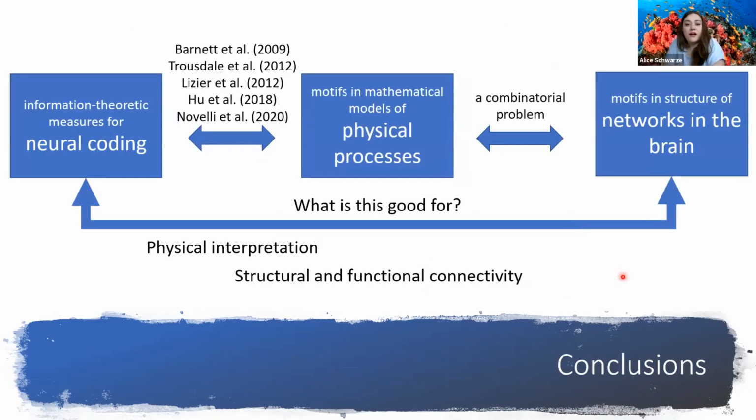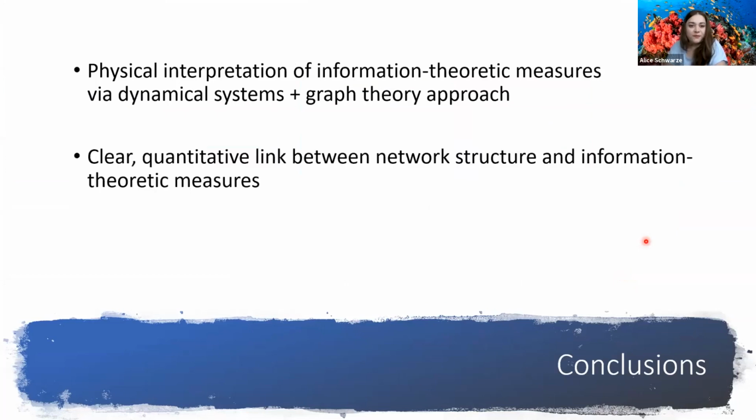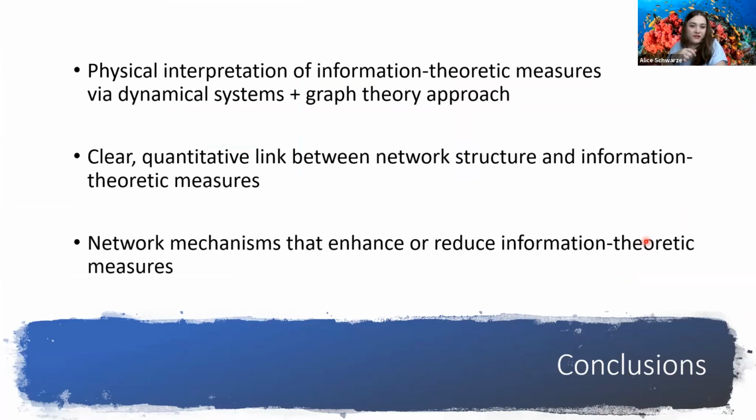So to conclude, I'll go back to the slide from the beginning. We use the Ornstein-Uhlenbeck process as a simple approximation of physical processes that might occur on a network of neurons, and we derive process motifs and structure motifs that contribute to covariance and correlation in this model. And in doing so, we found a lot of results that either confirm or extend intuition on the relationship between covariance, correlation, and network structure. I hope to have convinced you that it's possible to obtain physical interpretations for information theoretic measures from a combination of dynamical systems and graph theory ideas. And this approach gives a clear and quantitative link between network structure and information theoretic measures.